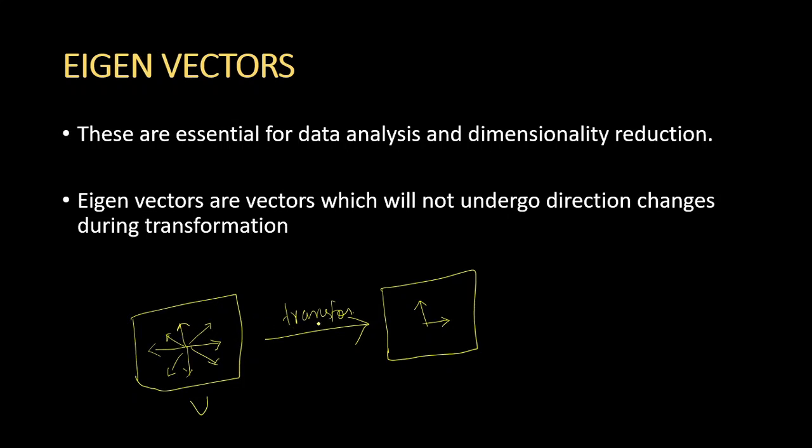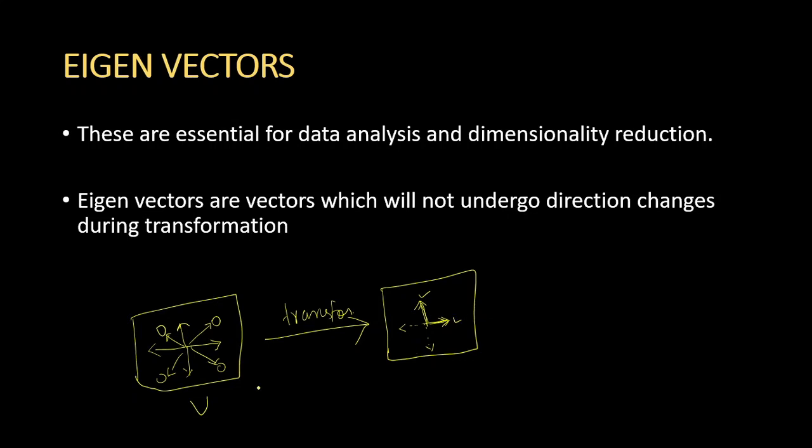Suppose in this vector space you have many vectors like this, and when you apply some kind of linear transformation on this, these two vectors, and most probably the reverse direction also, are not changing their direction, while all the other vectors are changing their direction. So in that case, we call these two the eigenvectors.